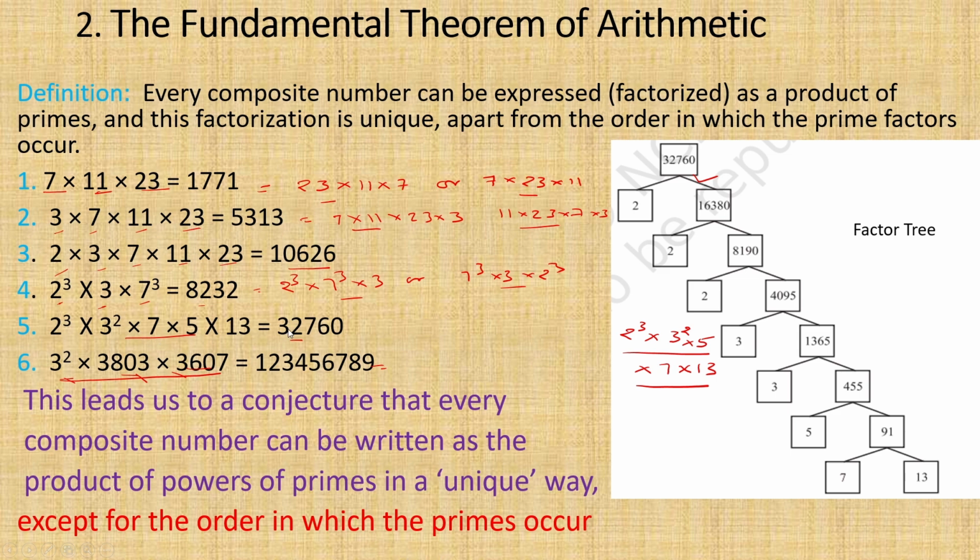That means only these prime factors exist. The order may be changed, except for the order in which primes occur. That means this written order may be changed. 13 we can write first, 7 we can write second, like that. This order may be changed, but other than this, no other prime number can be a factor of this composite number. That is the fundamental theorem of arithmetic. Okay, understood, friends?